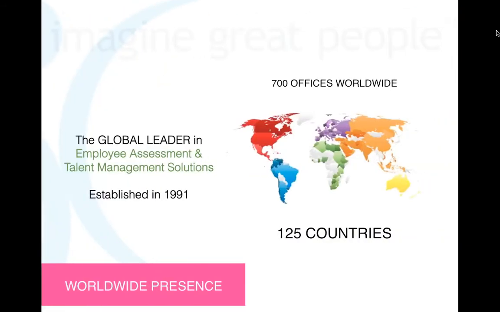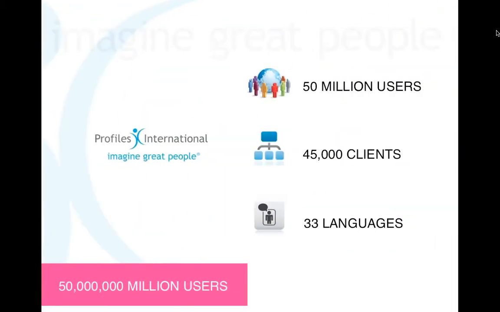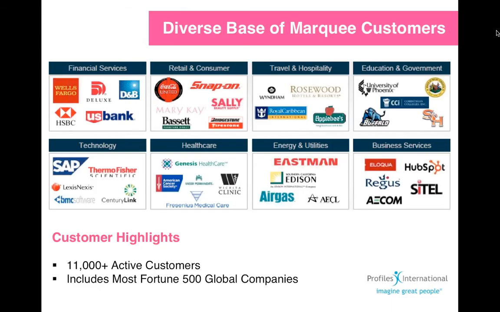Profiles International has been established since 1991, and we have global representation in over 700 offices worldwide, in over 125 countries, where Profiles Asia is the representative for Singapore. We have over 50 million users who have benefited from our assessments and over 45,000 clients, ranging from small and medium enterprises all the way to global Fortune 500 companies. Our materials are validated and made available in 33 languages.